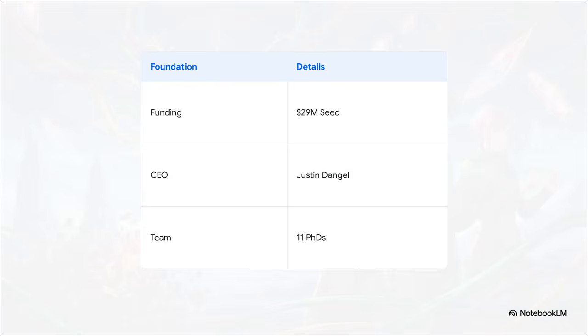And look, none of this is just theoretical. The economic viability of these high-volume workloads is backed by a deeply rigorous research team. We're talking about 11 PhDs from places like Meta, Google, Oxford, and Cambridge, who spent years solely dedicated to solving the math behind this architecture from first principles. Add in $29 million in seed funding and leadership from Justin Dangle and Alex Whedon, and it's clear the infrastructure to support these massive workloads at scale is firmly in place.